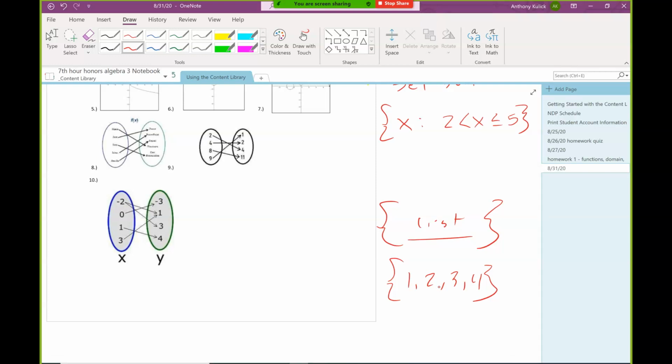Oh, but if it's infinite? If it's infinite, you can't list them all. Then you'd have to use an inequality to say everything between these two values or whatever. Does that make sense? Yep.